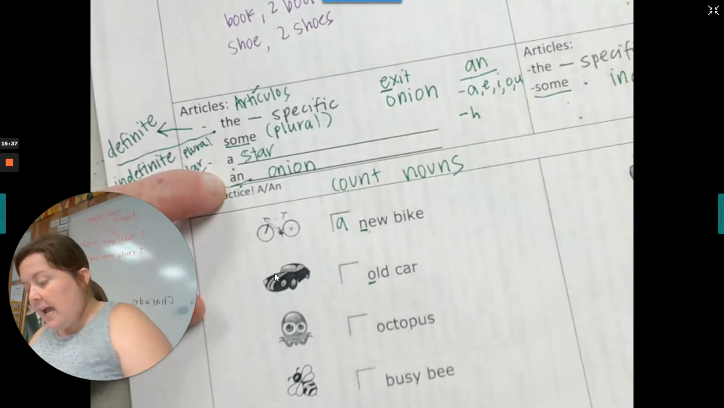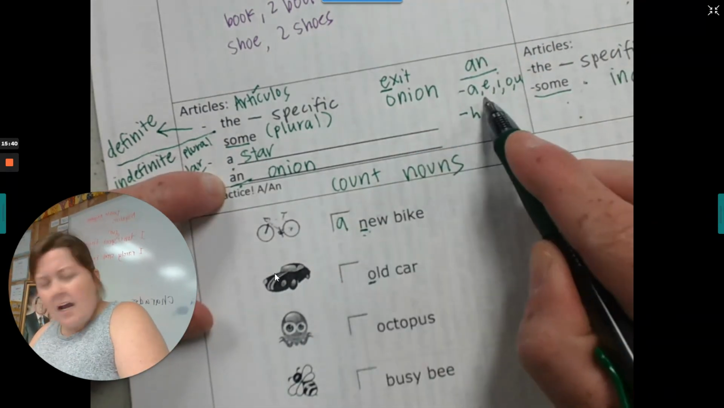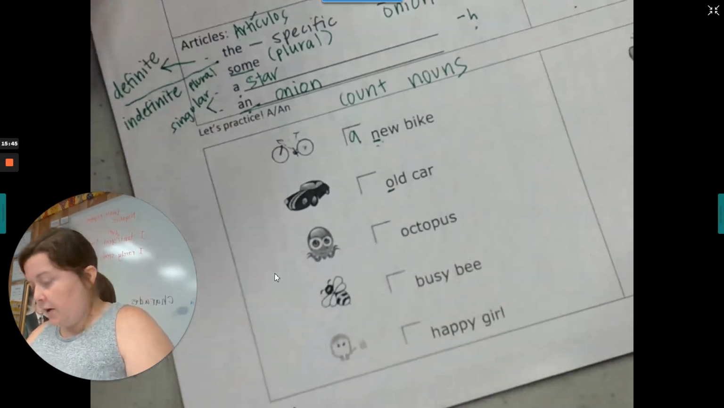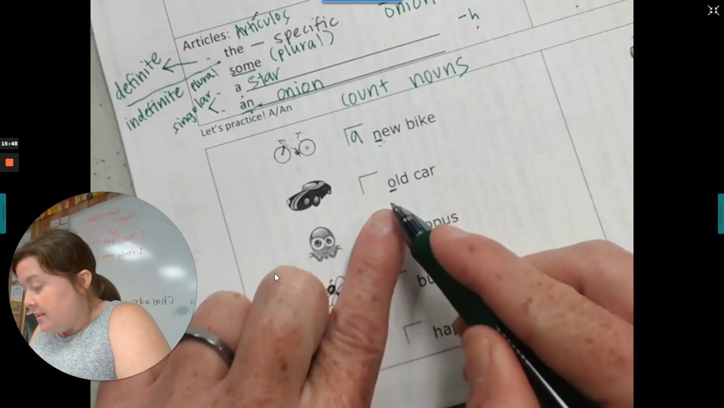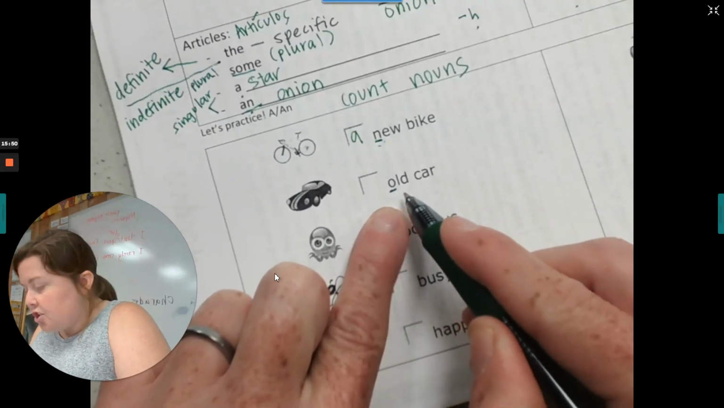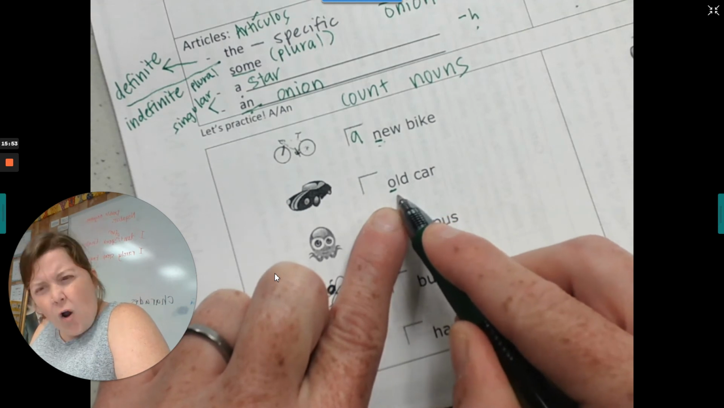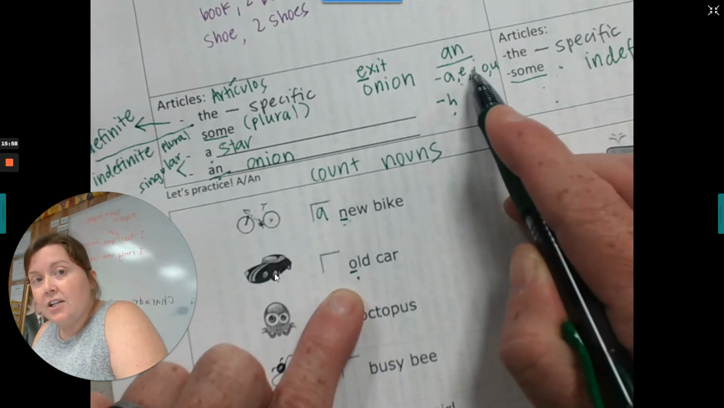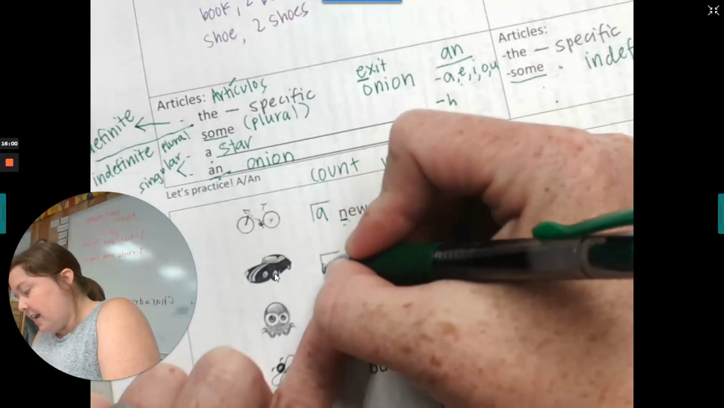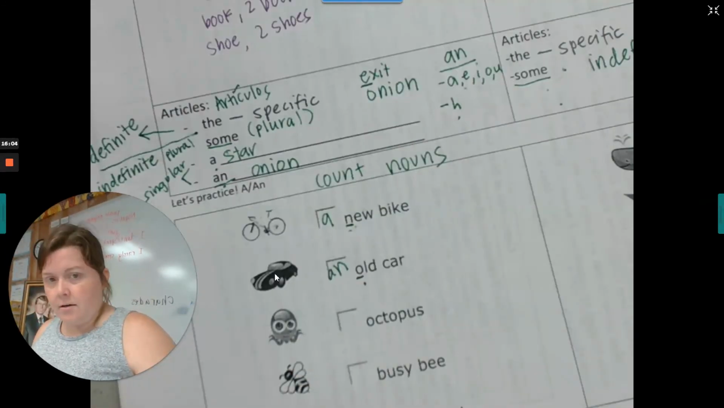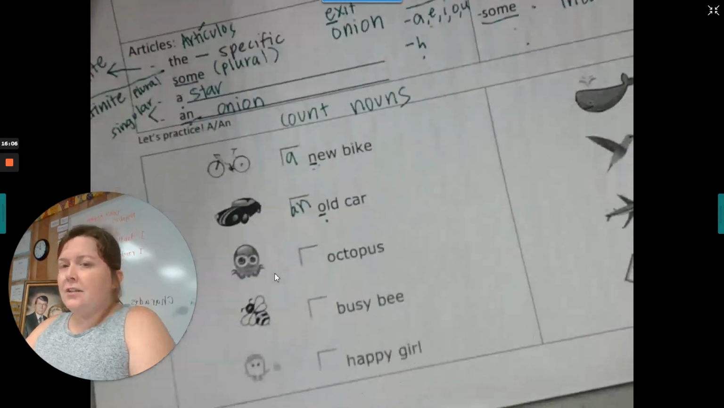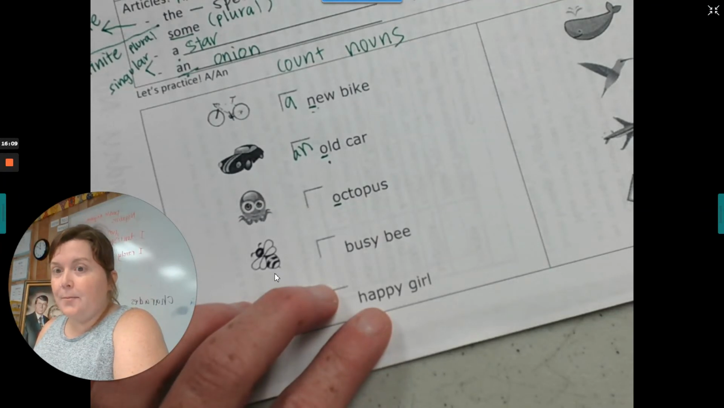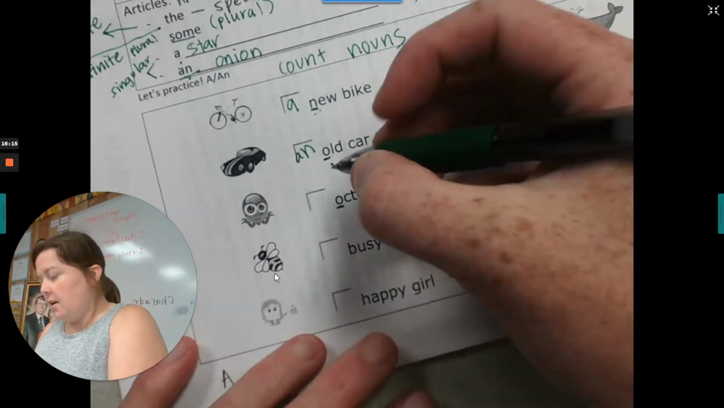Now look at the next one. Old car starts with an O. A, E, I, O. Here it is right here. So we need to use an. An old car. All right, you can do this. I believe in you. Here's octopus. It starts with an O. So we're going to use an. And then the next one. B, B, B. Busy bee.